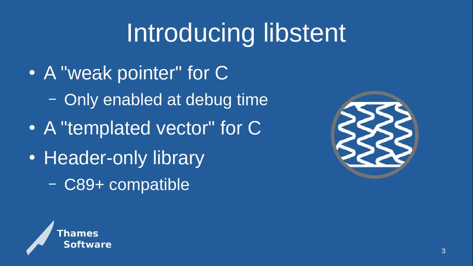But what we actually have is libstent, and what it provides is effectively a weak pointer for C. And the good news is that we can strip it out during our release builds, and it pretty much has no cost in terms of overhead. It also provides a few other things like a templated vector for C, so a type-safe dynamic container. And it's basically a single header file. And of course C89 compatibility, which is more of a novelty than anything. I think everyone's pretty much on C99 at the very least.